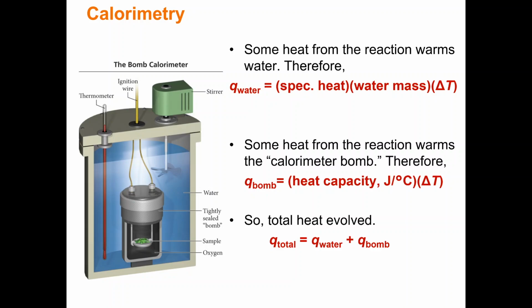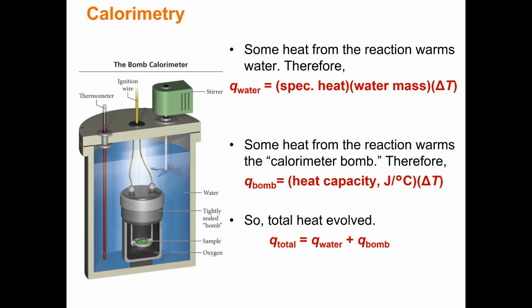Here we have a basic bomb calorimeter. It's called a bomb calorimeter because it's essentially a sealed container. This is the bomb part, the sealed container. You put a sample into the sealed container, then you add oxygen and seal it tightly. Then you put all that down into some water inside of the calorimeter, and it has an ignition wire attached, so you can ignite the oxygen.